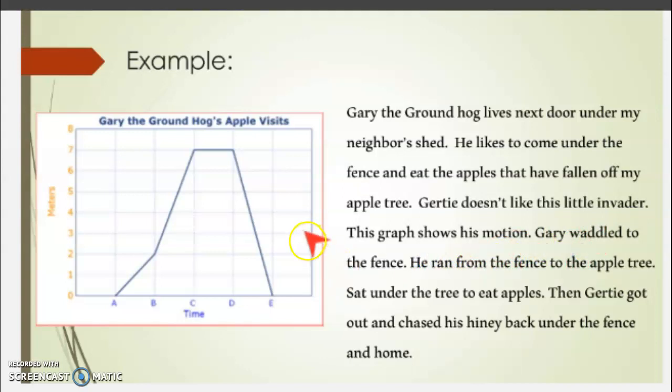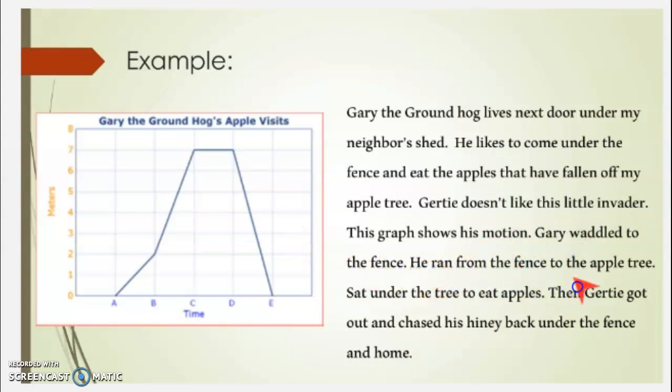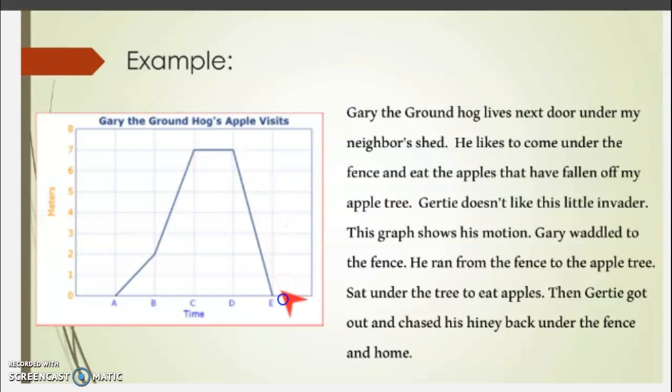Gary waddled to the fence. Then he ran from the fence to my apple tree, then sat under the tree to eat the apples. Then Gertie got out and chased his hiney back under the fence and home. So we can see all that motion happening right here. Gary waddling to the fence, squeezing underneath, then running to my apple tree, sitting still under my apple tree to eat the apples, and then running all the way back home under the fence and back under the shed.